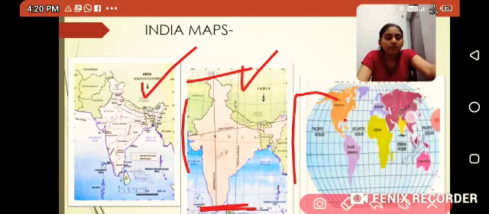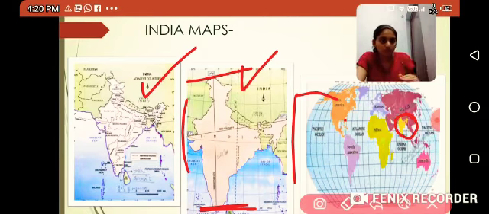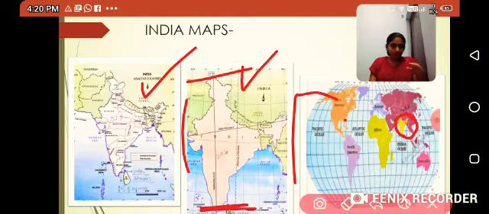So here India is located. It is the southward extension of the Asian continent. You have the equator. This equator is 0 degree latitude.